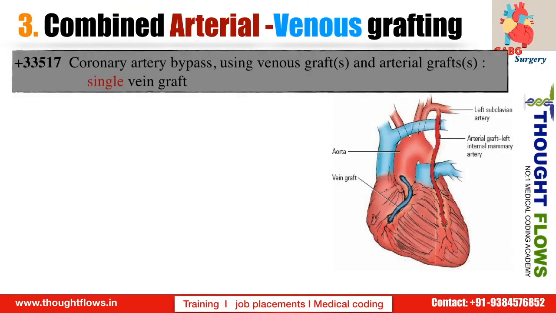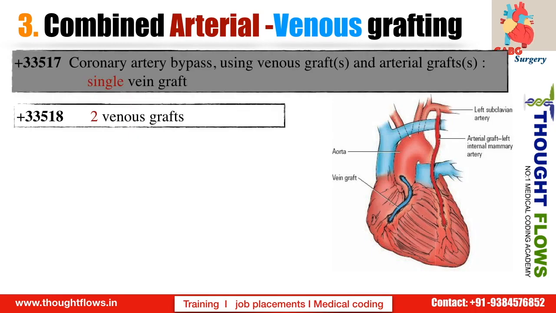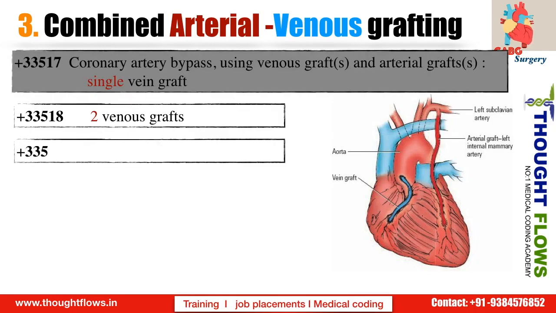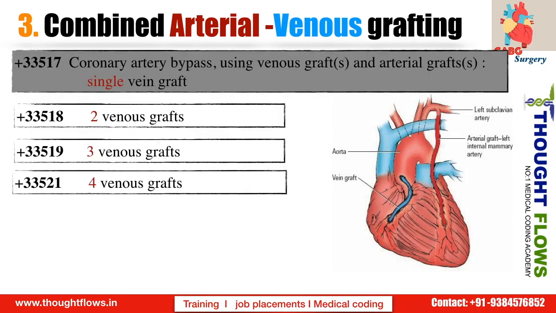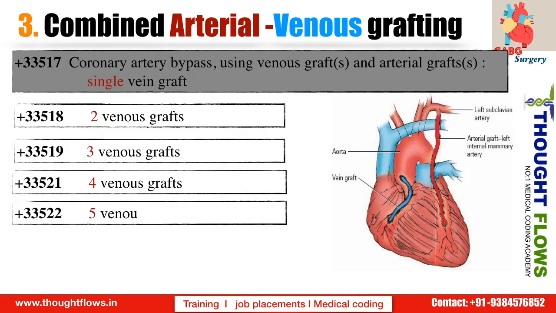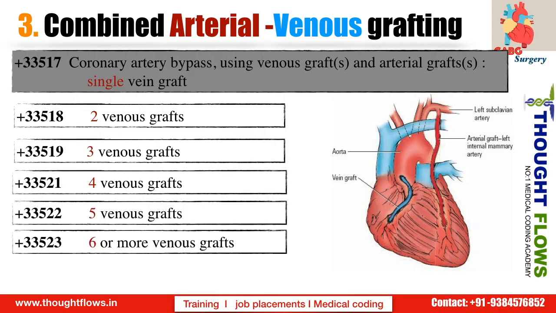33517 for 1 venous grafting, 33518 for 2 venous grafts, and 33519 for 3 venous grafts, 33521 for 4, 33522 for 5 venous grafts, and 33523 for 6 or more venous grafts. All these add-on codes we have to use in conjunction with 33533 to 33536, which are arterial grafts.